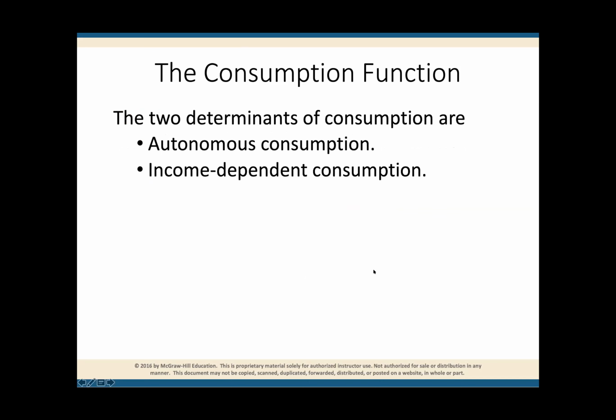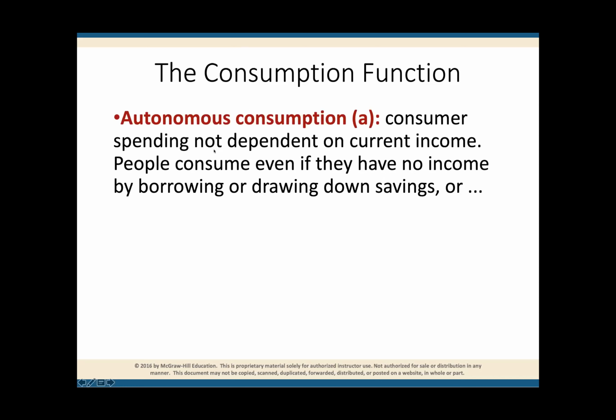And I already told you that there are two things that impact consumption: the consumption that is income dependent, and then autonomous consumption. What is autonomous consumption? It is the consumption that is not dependent on your current income, which simply means that we know that people consume even if they have no income. Think of this. What are the sources of income? Where are the sources where we can get money?